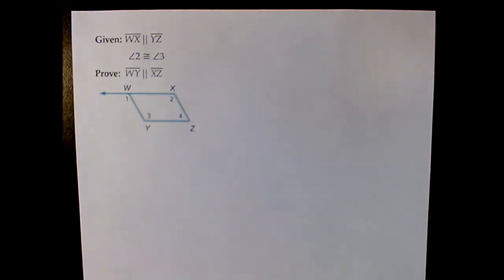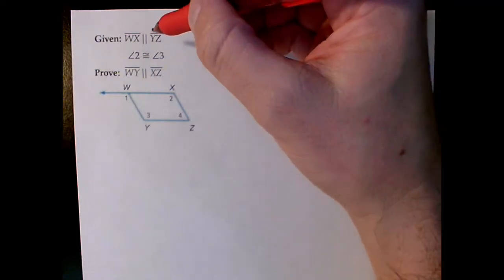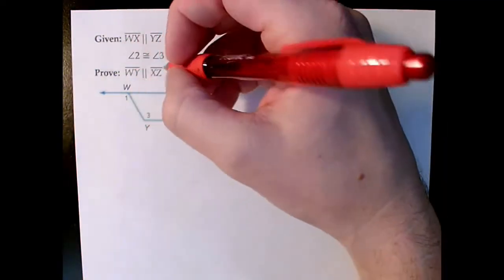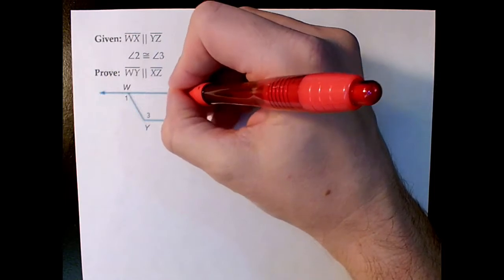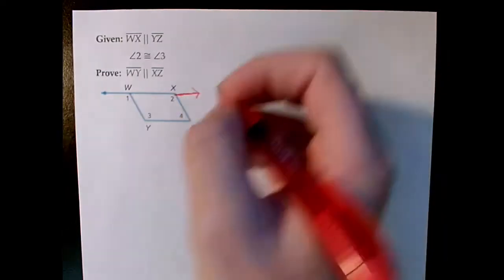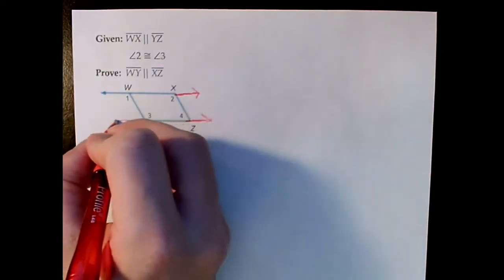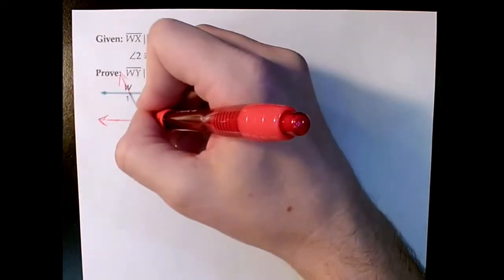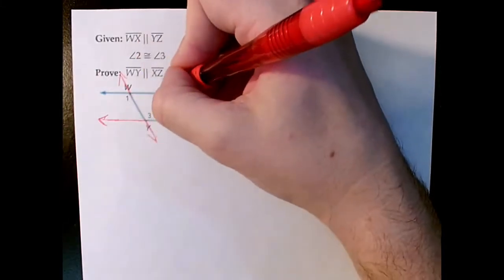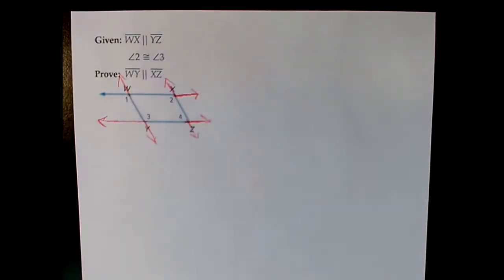Now, before I go too far, I see that I have WX is parallel to YZ. So I'm going to extend these a little further just so I have a good visual of what I'm dealing with. Okay? Terrible job making a picture. I'm going to extend these so I can see what's going on. I'm going to do the same thing with this, same thing with that, same thing with this, same thing with that. Because by doing this, I kind of have a visual of what my types of angles are.